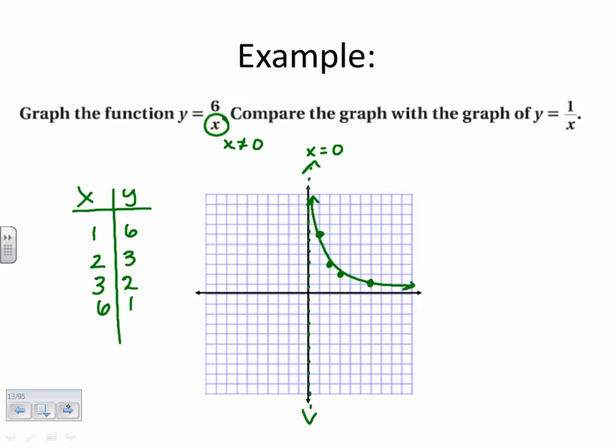So there's this part. And let's graph the other part over on the negative side. So let's maybe do -1. It's going to give me -6. -2 gives -3, -3 gives -2, and -6 gives -1.